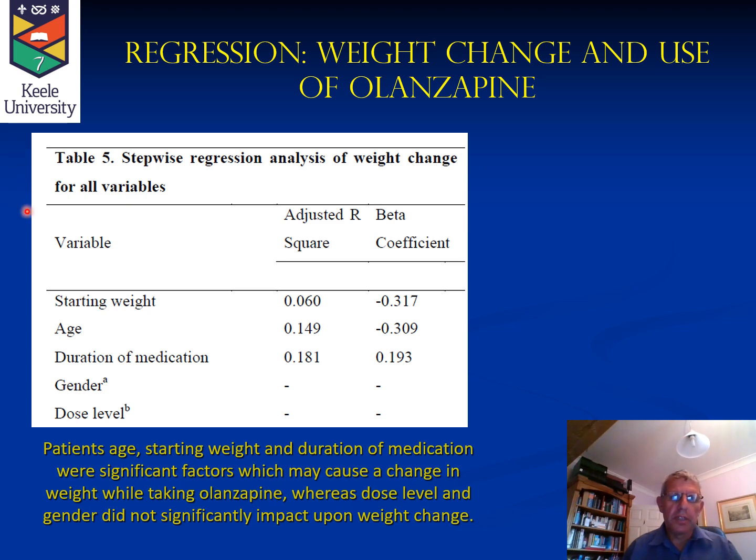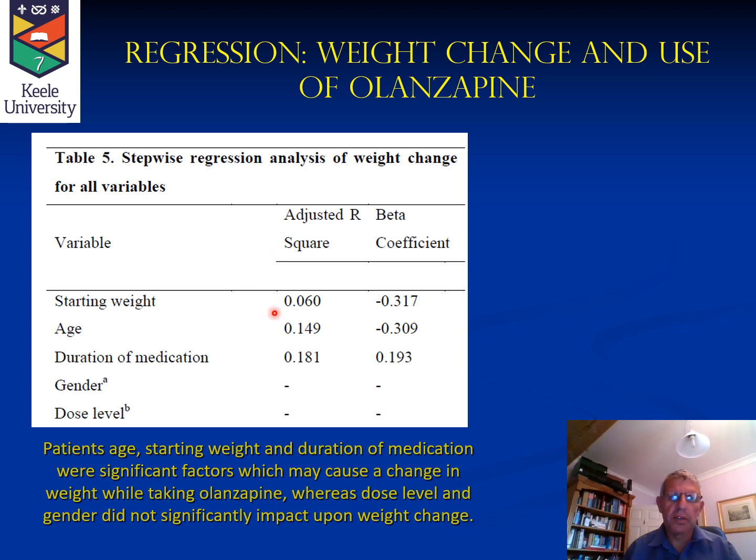And you can see in the table, we can see all the variables that we looked at: starting weight, age, duration of medication, gender, and dose level. And you can see here the beta coefficient, which shows the association, and this can be translated into the R squared, which shows the amount of variation explained by these variables. And these are all adjusted for each other. That's the important thing. It says here adjusted R squared.